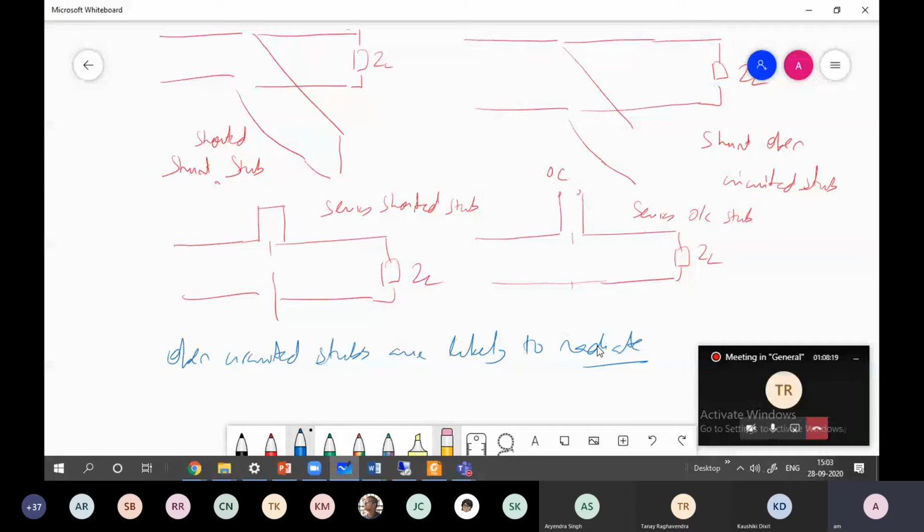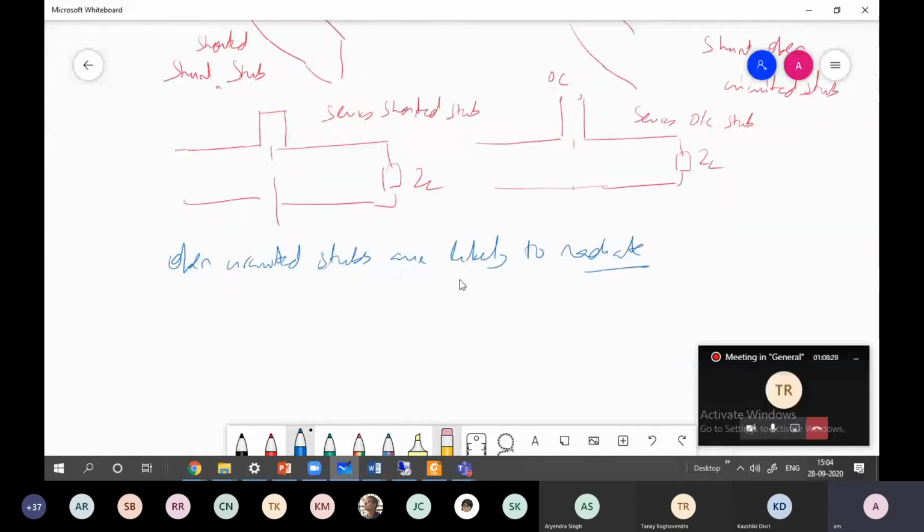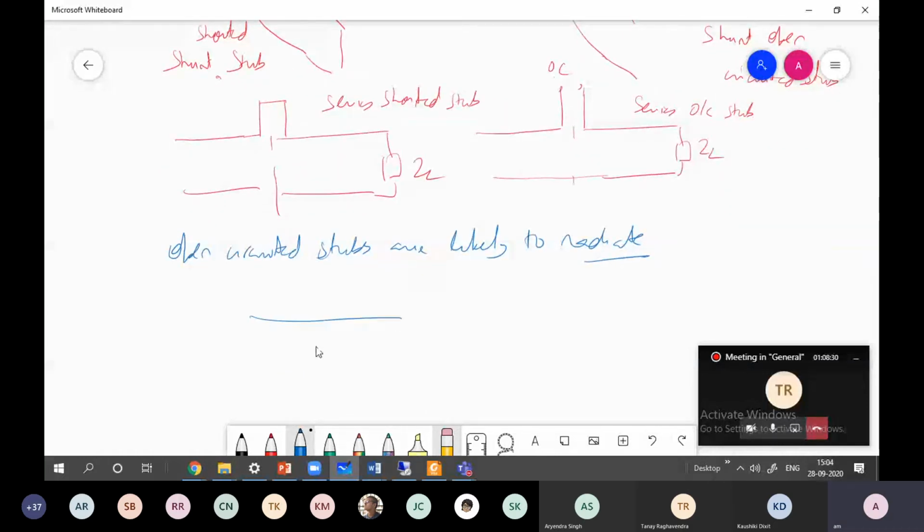So how do we convert an open circuit stub to a short circuit stub? Can you tell me? Let's say this is my open circuit stub of length L1. How should I convert it to the short circuit stub? This is open circuit. We can connect a metal plate at the... Speak louder.